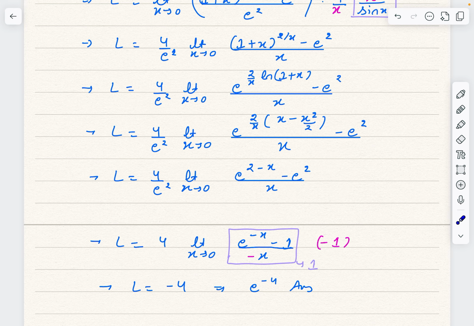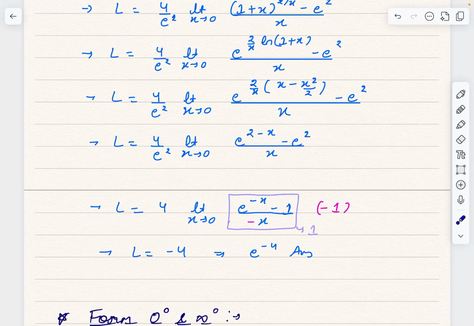I hope this problem is clear, guys. Otherwise, you can look into this thing again. This is very, very important for mains and advanced point of view. A similar kind of problem has been asked in JEE Advanced earlier. So do look at this thing again if you're not clear.